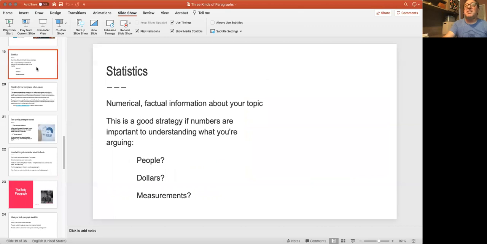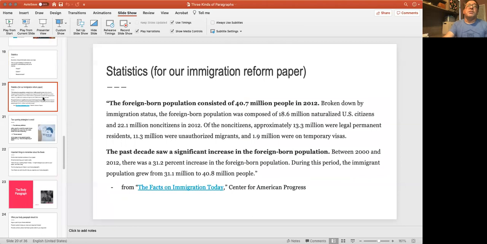And then finally, statistics. So if you're dealing with people, if you're dealing with dollars, if you're dealing with measurements, that's all going to work really well to your advantage. Okay, so here's some statistics that I found from the Center for American Progress, right? So we might get more recent things with the census coming up, although there are concerns that the census didn't quite do the job that it was supposed to do.